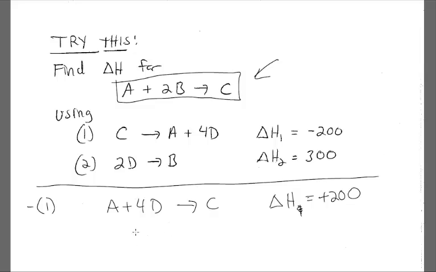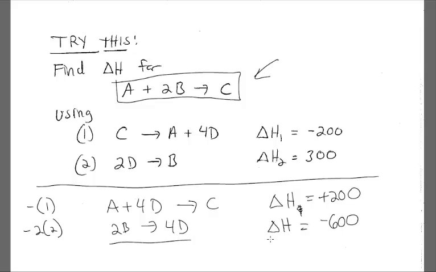And then we'll see that reaction 2 we want to use also backwards because we want 2B in the reactants. So we're going to flip it around, but we want 2 of them, not 1 of them. So we have to flip it around, make it B goes to 2D, but then multiply it by 2. So negative 2 times reaction 2 will be 2B goes to 4D. And we have to do the same thing to that delta H, flip it around so it's negative, and then multiply it by 2. So we get negative 600.